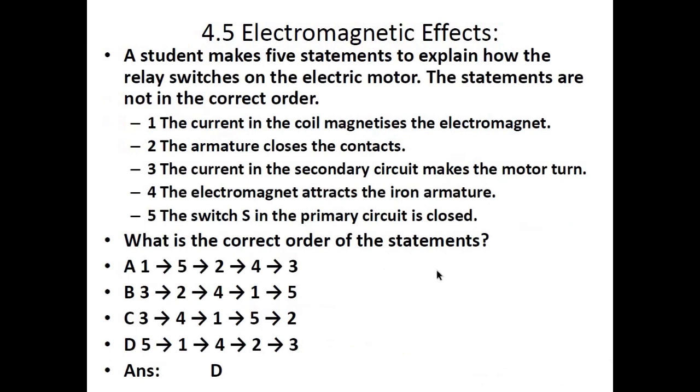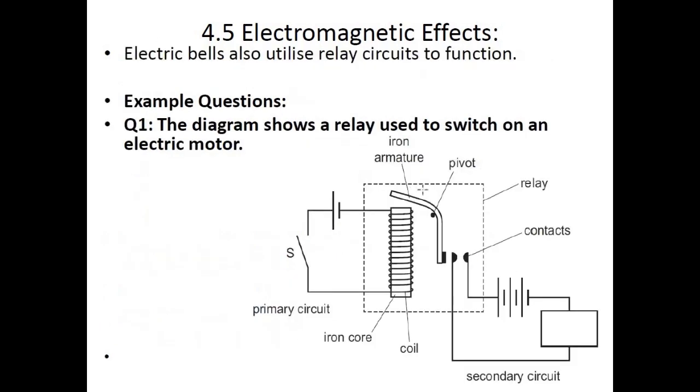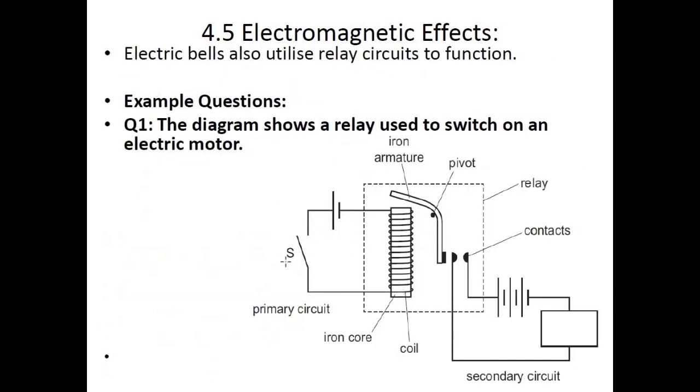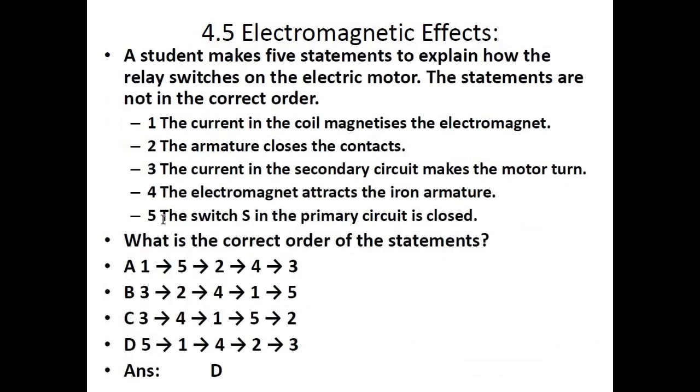A student makes 5 statements to explain how the relay switches on the electric motor. 1. The current in the coil magnetizes the electromagnet. 2. The armature closes the contact. This is the armature. 3. The current in the secondary circuit makes the motor turn. 4. The electromagnet attracts the iron armature. 5. The switch S is closed. Now what should be the correct order? First of all, the switch S should be closed, so that means the starting should be 5.